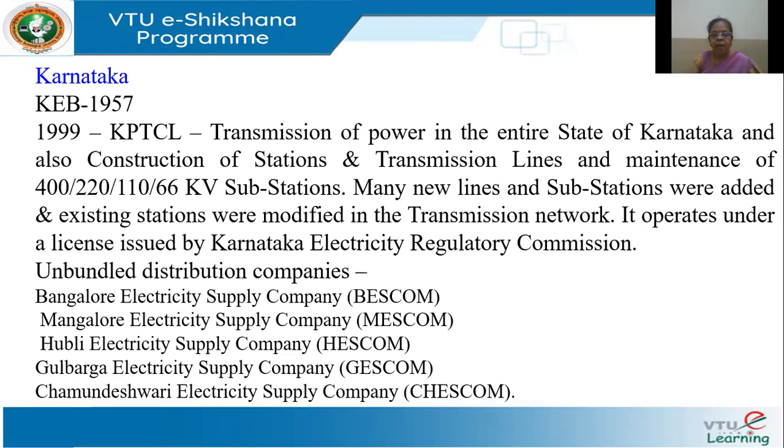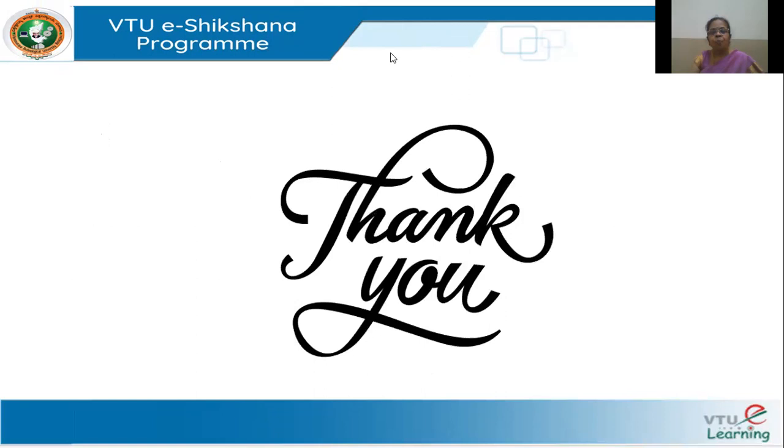And then now we have distribution companies. In Bengaluru, we have BESCOM. In the Mangaluru region, we have MESCOM. Then we have HESCOM in the Hubli region, GESCOM in Gulbarga, and the Chamundeshwari Electricity Supply Company. These are all distribution companies. They take care of distributing the power within the state to the consumers. The consumers, as I told you, may be industries, individual customers, government utilities, or commercial establishments. Okay.